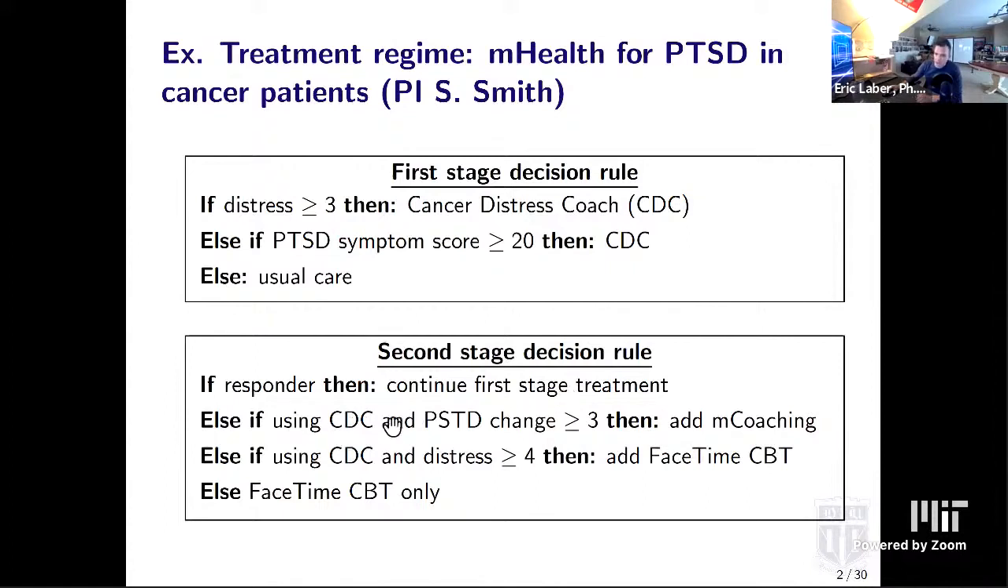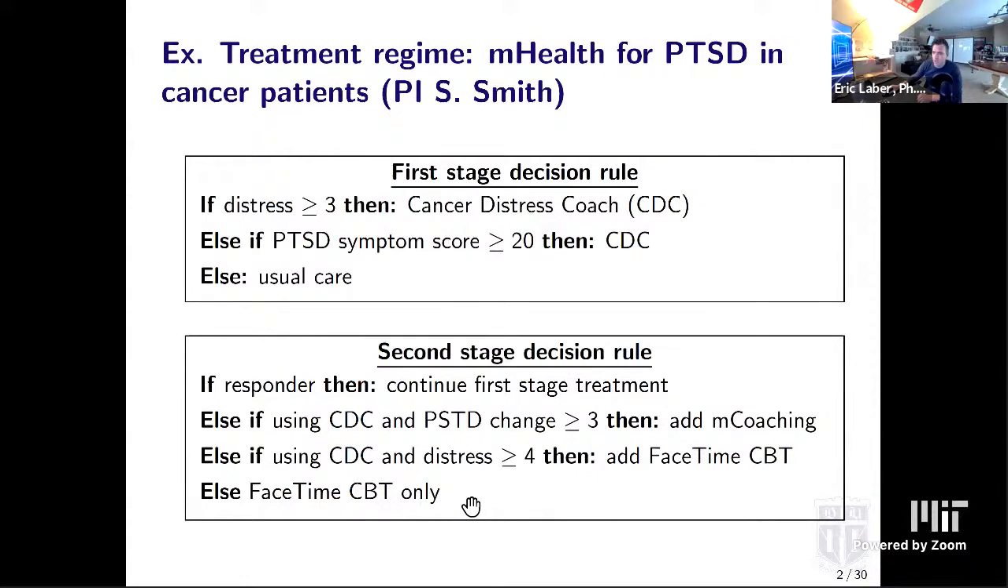Otherwise, if you started on CDC and you have a PTSD symptom change of more than 3, then you add mobile coaching, or M-coaching. So this is all done over the phone. Otherwise, if you started on CDC and your distress score is now greater than 4, add FaceTime cognitive behavioral therapy. Otherwise, so these are the kind of rules that we want to construct from data.